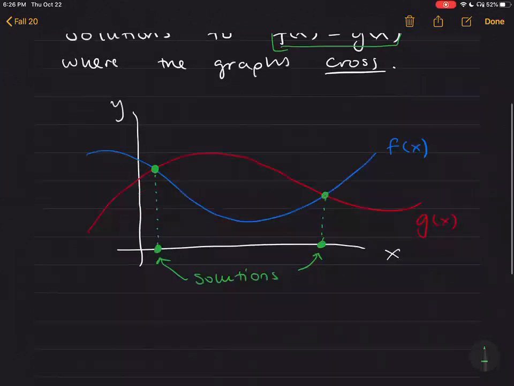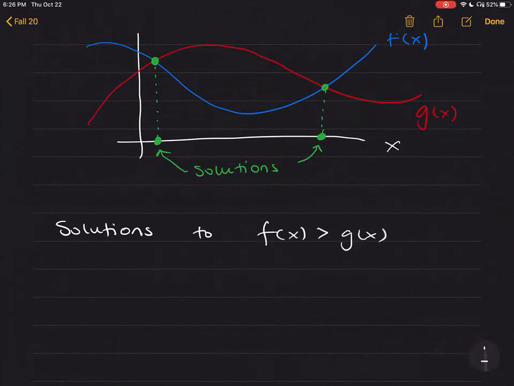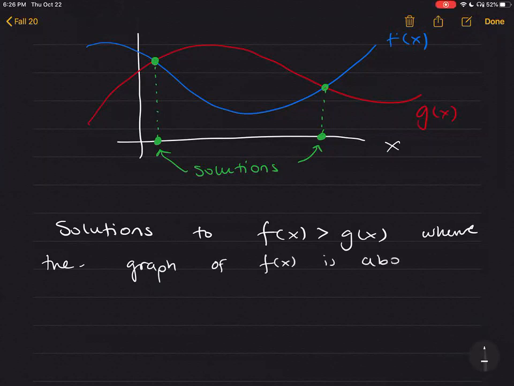Cool. Now solutions to inequalities. So let's say f of x is greater than g of x is where the graph of f of x is above, and it's above because it's a greater than sign, above the graph of g of x.